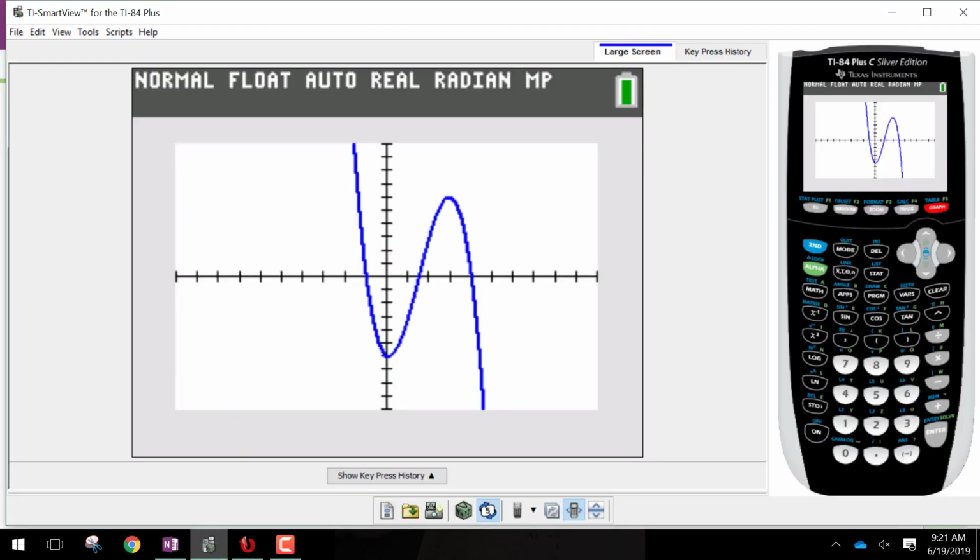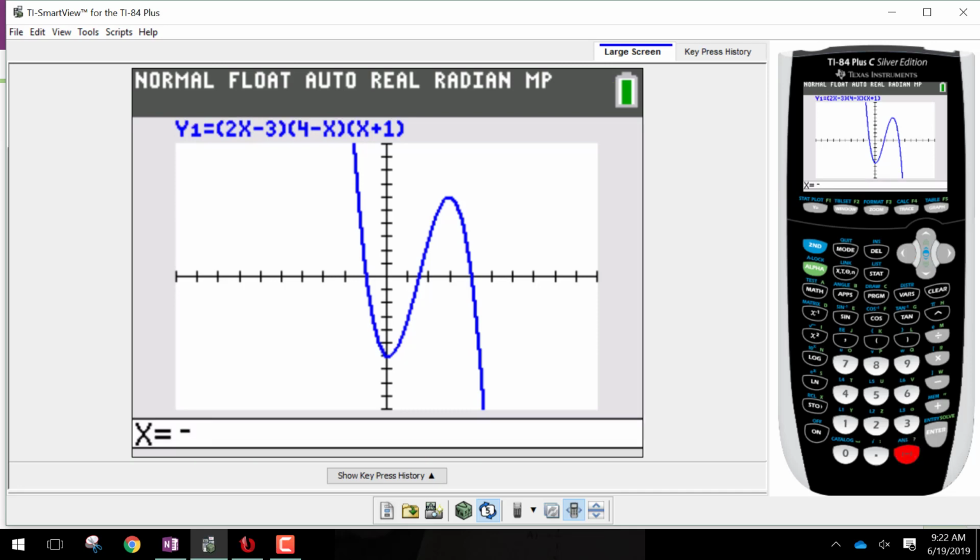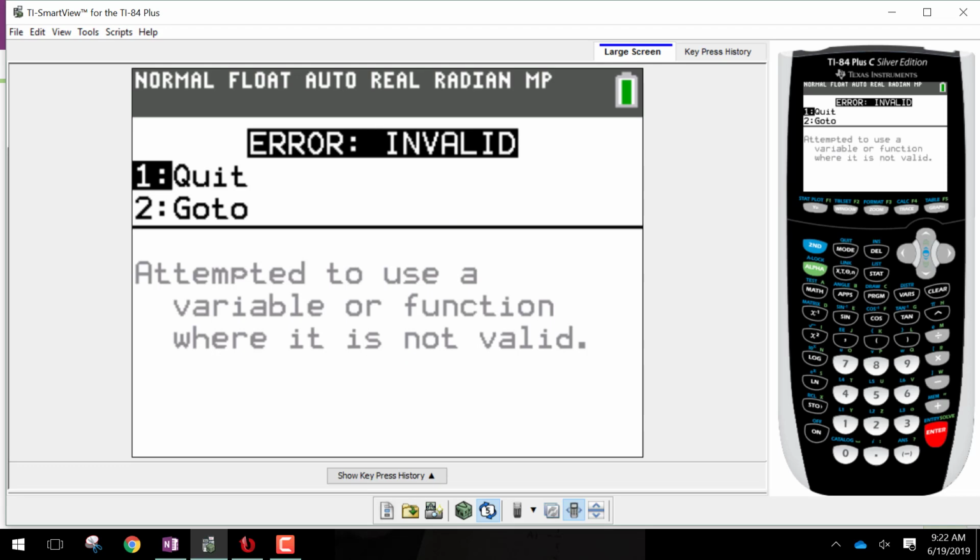So if I go ahead and trace this, I'll show you what I mean. If I trace it, as my x values are getting smaller and smaller, my y values are getting larger and larger. So if I type in like negative 100, I don't know if it'll let me because it's not on the screen. I was afraid of that.